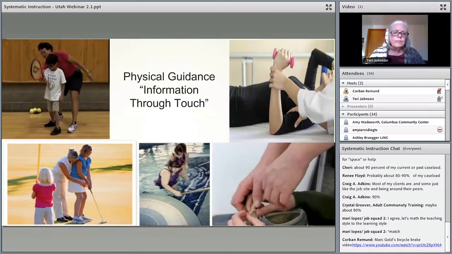One of the other options for getting information through to someone is to use physical guidance, giving information through touch. And I have to say that again, if you move to the next slide.